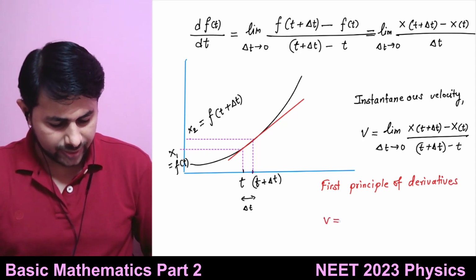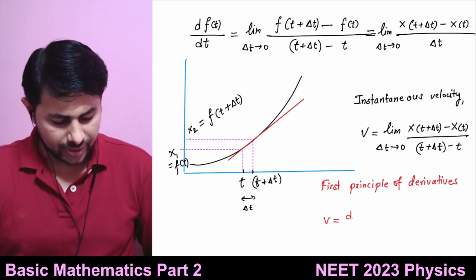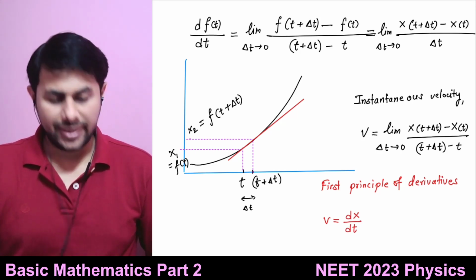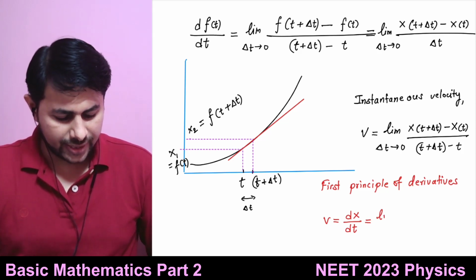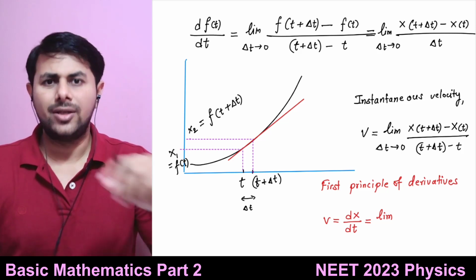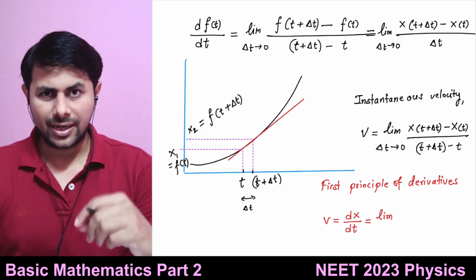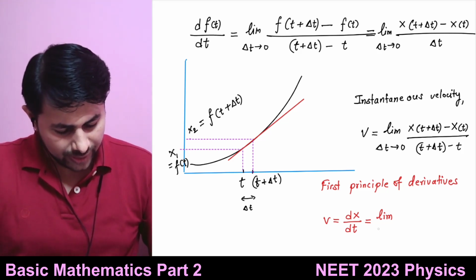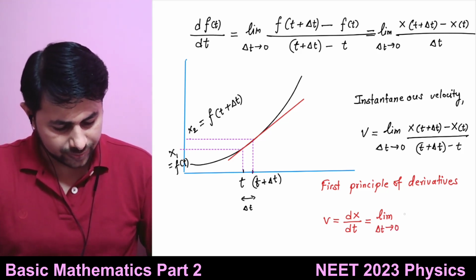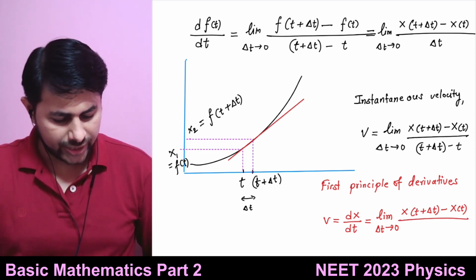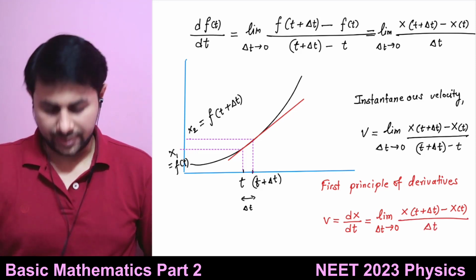So v is the derivative of position with respect to time, and I will write it as dx by dt. This is how we write derivatives. What is dx by dt? It's the derivative of position with respect to time. Meaning, if you draw a position versus time graph, the slope of the tangent to that graph at any time will give you the derivative. So limit delta t tends to 0, x at t plus delta t minus x at t, and in the denominator you get delta t.